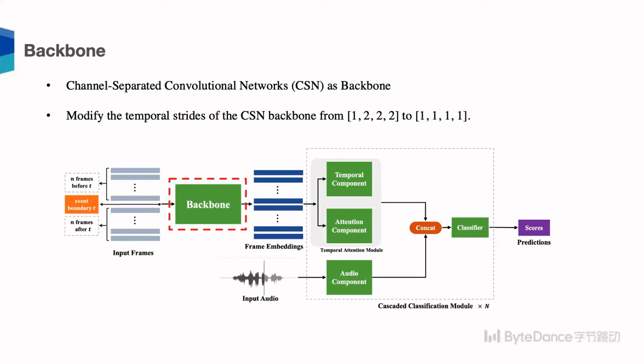Second, I will introduce our feature extraction backbone. We use a channel-separated convolution network pre-trained on the IG and Kinetics datasets. Specifically, we modify the temporal stride of the CSN from 1222 to 1111 so that we can get the feature embeddings in the original temporal resolution.